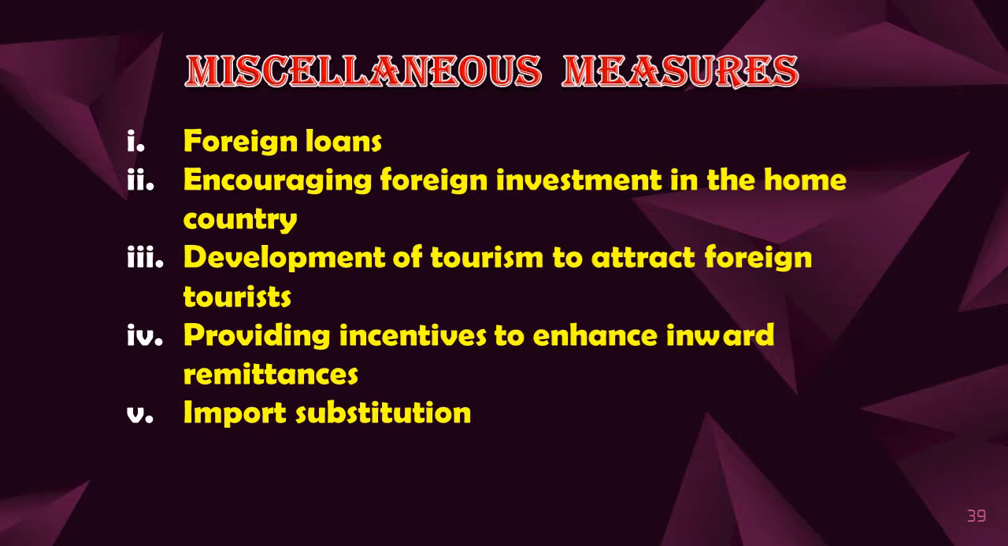So what are the other important miscellaneous measures apart from export promotion and import control? Foreign loans, encouraging foreign investment in the home country, development of tourism to attract foreign tourists, providing incentives to enhance inward remittances, that is money coming into the country, and last one, import substitution. Instead of importing particular goods, what are the substitute goods that can be produced in our own country itself?